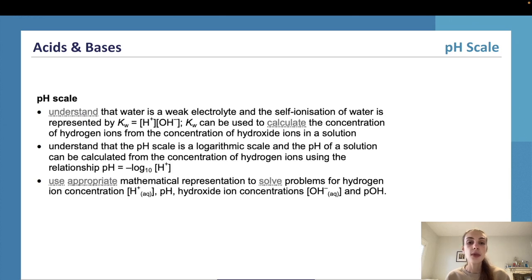And then we want to be able to know how Kw can be used to calculate the concentration of hydrogen ions from the concentration of hydroxide ions in a particular given solution.